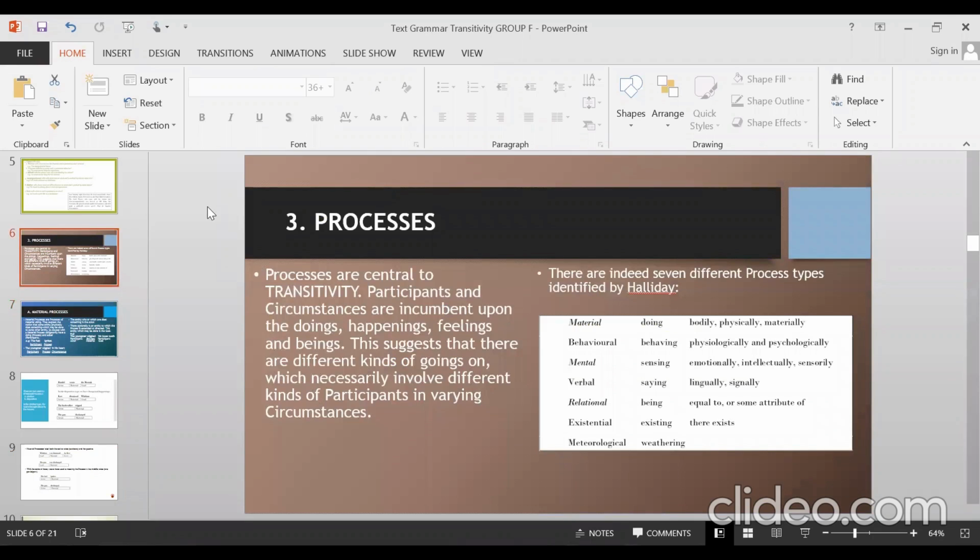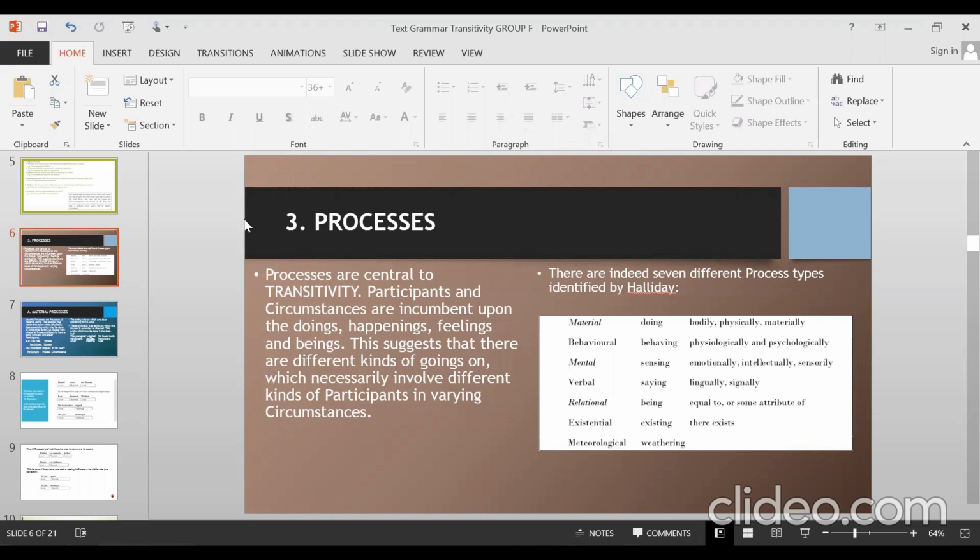The next is processes. Processes are central to transitivity. Participants and circumstances are incumbent upon the doings, happenings, feelings, and beings. This suggests that there are different kinds of goings-on, which necessarily involve different kinds of participants in varying circumstances. There are indeed 7 different process types identified by Halliday.